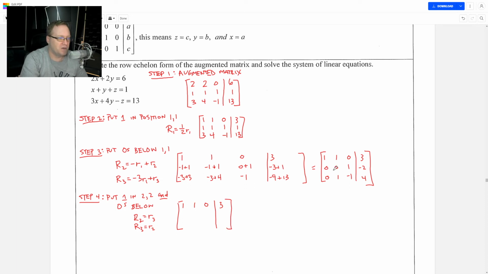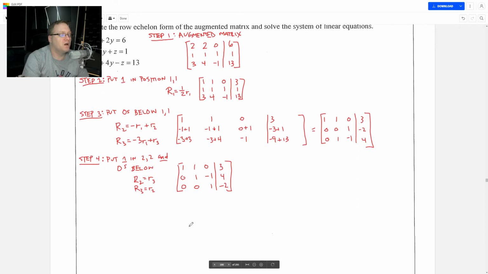And then 0, and then now we want row 3 to move up here. So we're going to have 0, 1, negative 1, 4. And then below that, we're going to have the old row 2, which is 0, 0, 1, negative 2. All right, good.